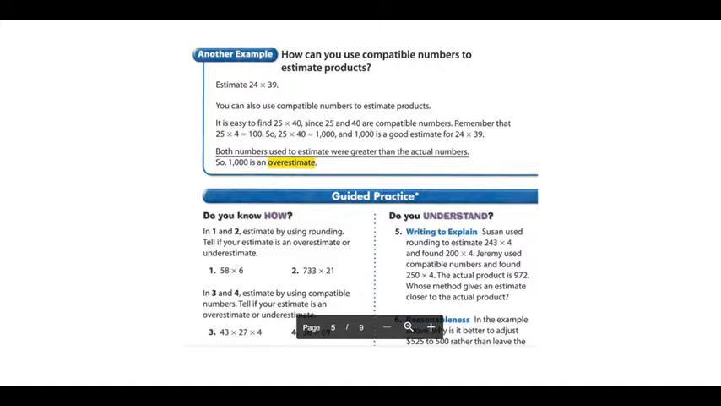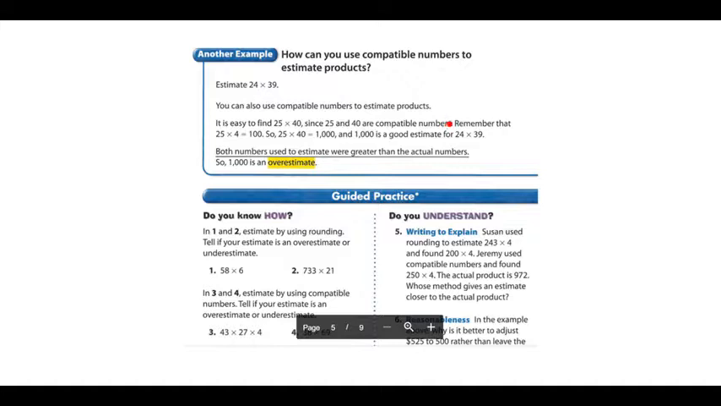Okay, so let's look at another example down below on page 62. It says, how can you use compatible numbers to estimate products? Okay, so we're going to look at this example here. Estimate 24 times 39. It says, you can also use compatible numbers to estimate products. It is easy to find 25 times 40 since 25 and 40 are compatible numbers.